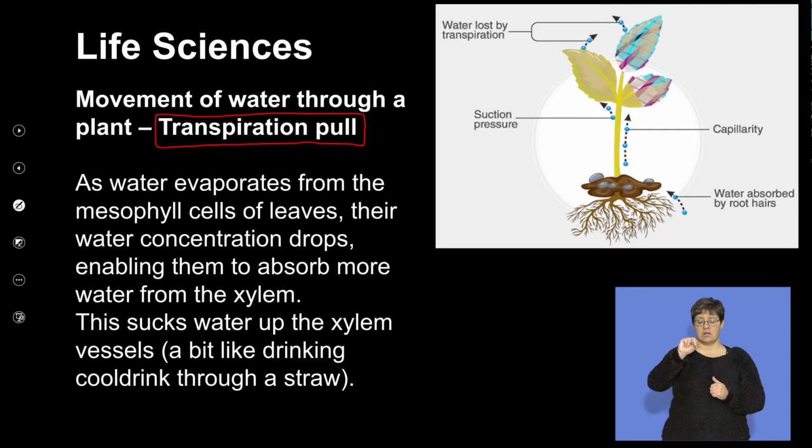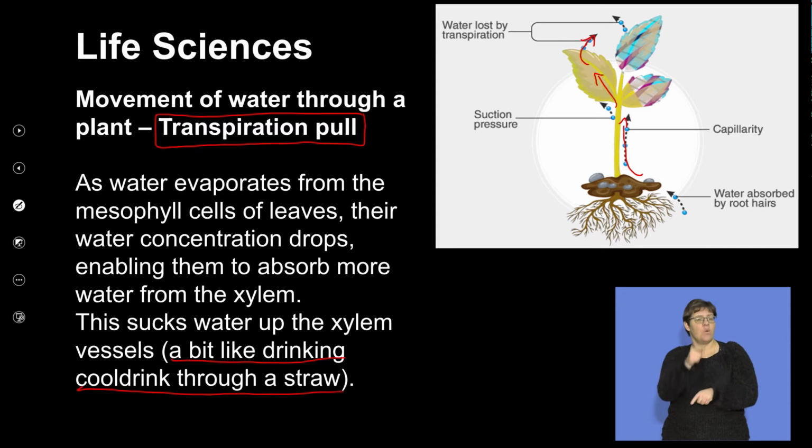transpiration pull. And that's basically as water moves up the stem into the leaves, the leaves lose water, and that creates a suction force pulling water up the stem. And you can think of that as exactly what happens when you drink a cool drink through a straw. You suck water out of the top of the straw, and the water already in the straw moves upwards.